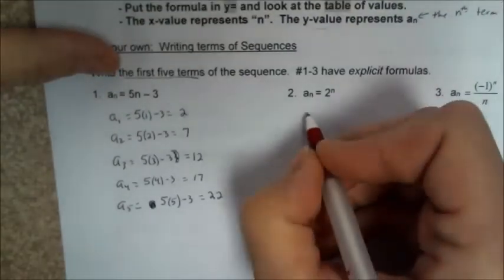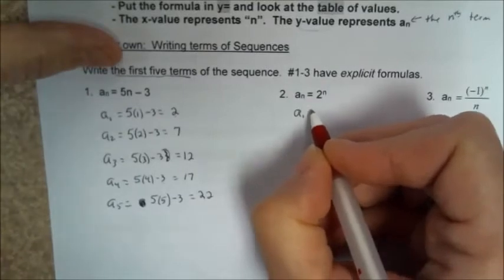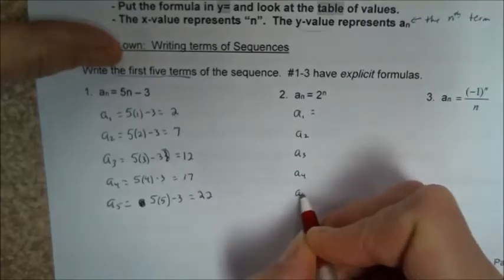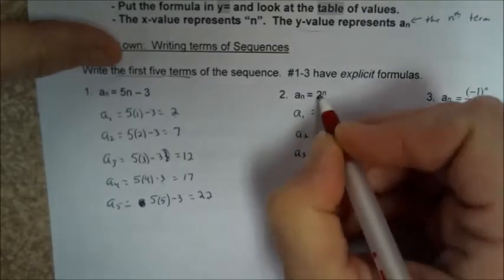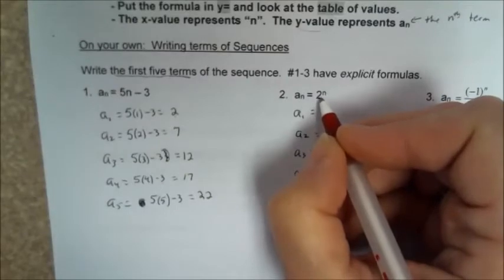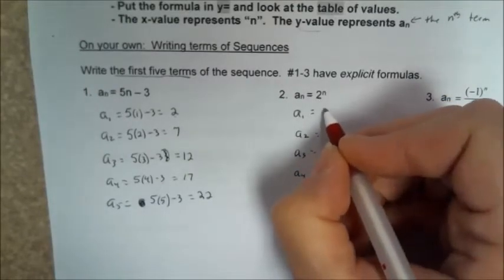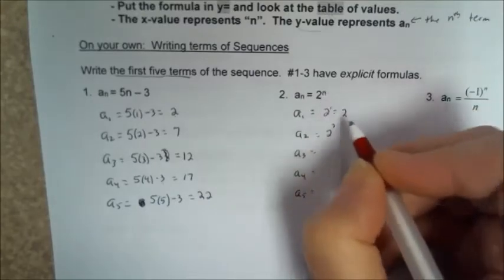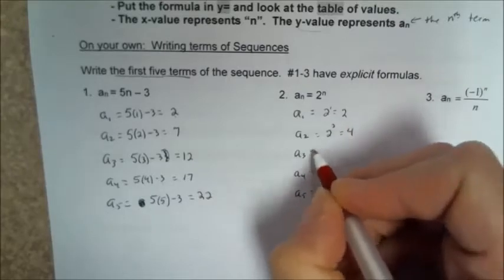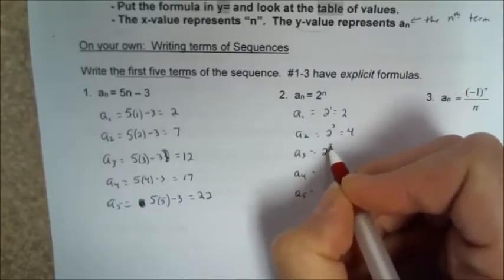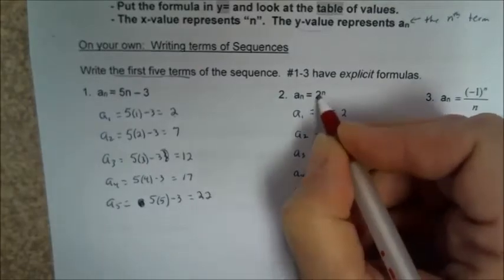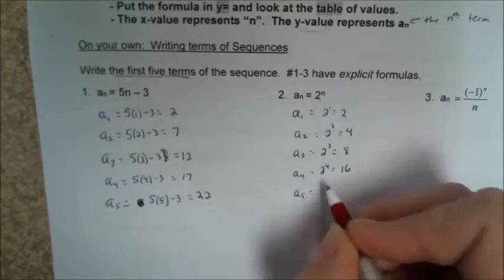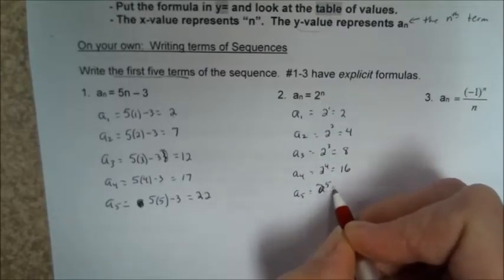These have explicit formulas, so we're going to write down the first 5 terms of sequence number 2. This explicit formula says we take 2 and raise it to the nth power. The first term is 2 to the first, which is 2. The second term is 2 to the second, where n equals 2. 2 squared is 4. The third term is 2 to the third power, which is 8. The fourth term is 2 to the fourth, which is 16. And the fifth term is 2 to the fifth, which is 32.